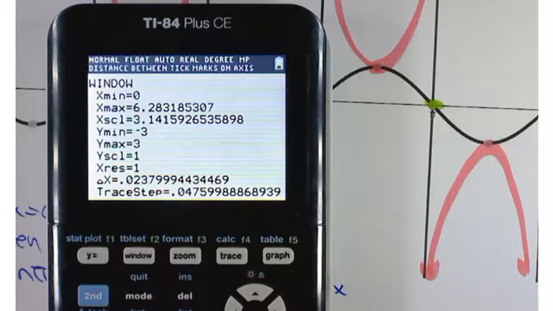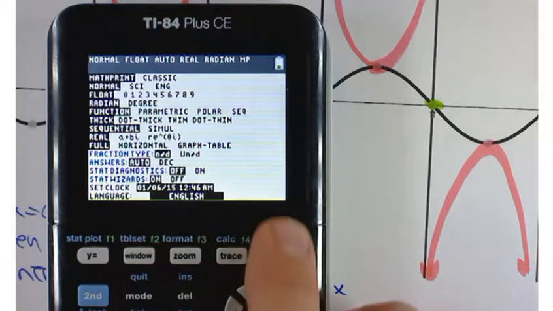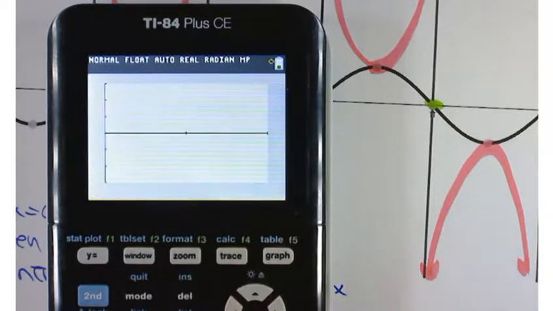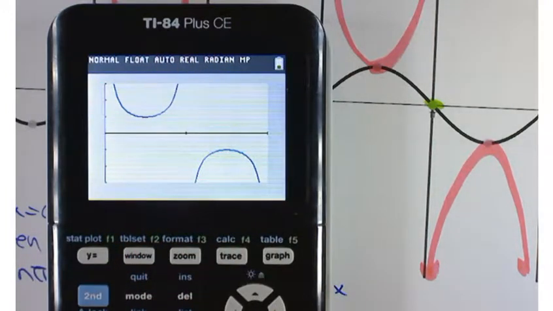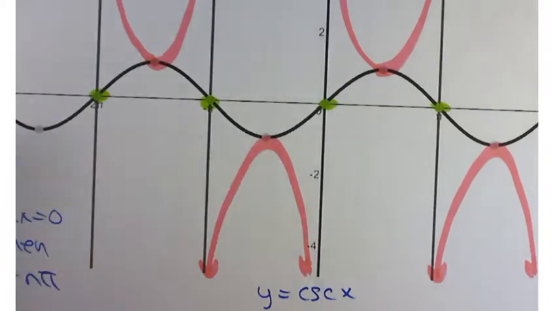If your graph looks a little screwy, it could be because you left it in the wrong mode. You go back and change degrees to radians, and then graph it. So, there you go. There's your cup shapes. They face away from the x-axis. The important thing in graphing these is figuring out where does my sine or cosine function equal 0? Because those are going to be your asymptotes. Once you have those, you're in good shape.